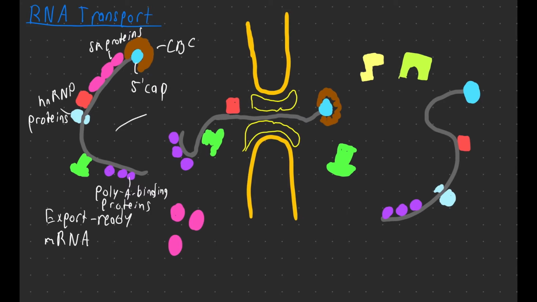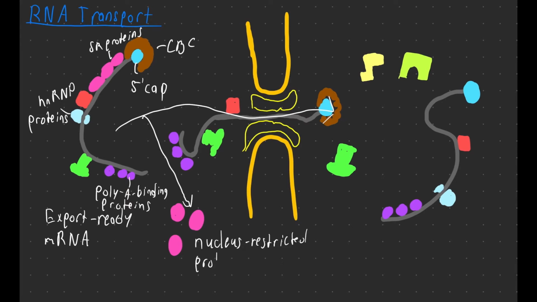And so basically now the mRNA is ready to go through the nuclear core complex, but of course there's going to be some proteins that can't go through, and these are known as nucleus restricted proteins, and these will get unbound as the RNA moves through the nuclear core complex from the nucleus to the cytosol. And just like the nucleus restricted proteins, there are some proteins that will attach after going through the nuclear core complex and go back into the nucleus.